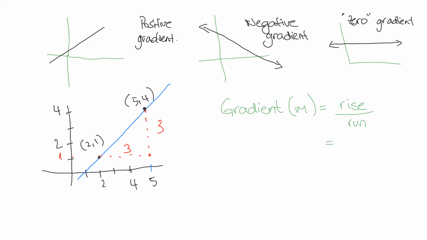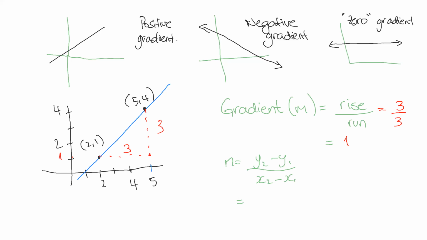So the 3 comes from, we start from 2, we go to 5. So they've got 3 units to the right and 3 units rise. In this case, our answer is going to be 3 over 3, and that's going to be 1 in this case as well.